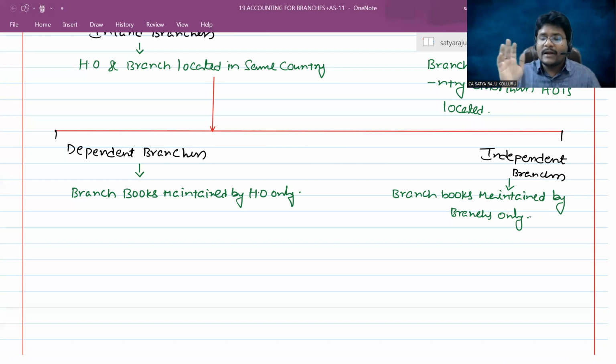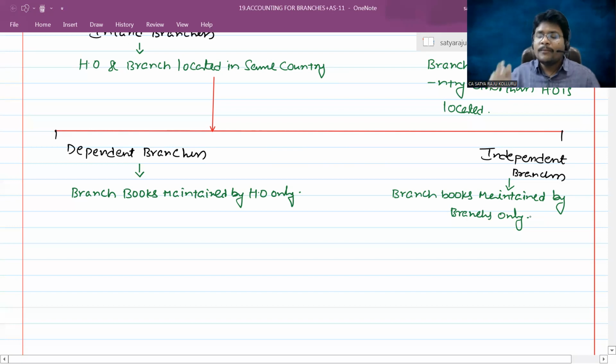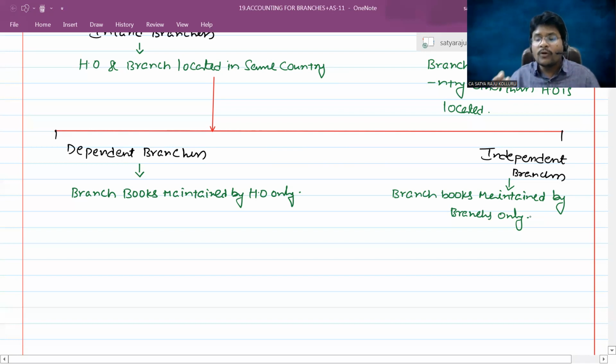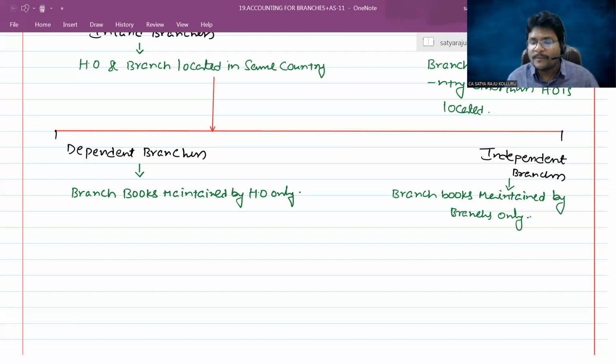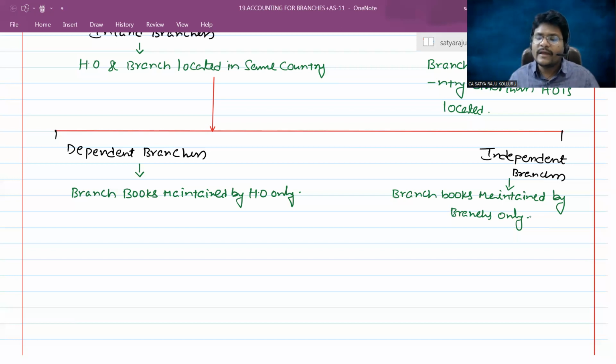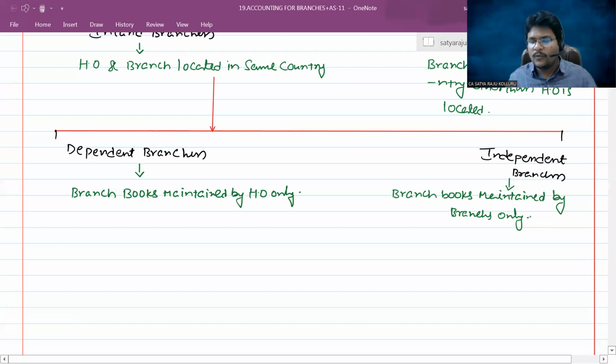But in case of independent branches, it is not like that. Just as the head office performs all its activities individually, branches also conduct all their operations on their own. They have their own separate decision-making power. They have their own customers. They have their own purchases, along with the goods which are sent by the head office to the branch. That means they are totally independent from the head office. They can have their own bank accounts, their own customers, their own purchases. Everything is possible, as in the case of the head office.